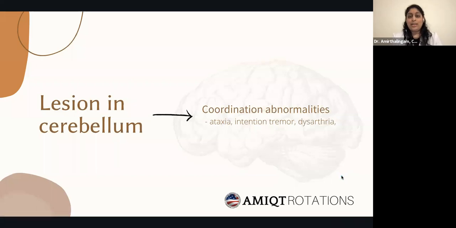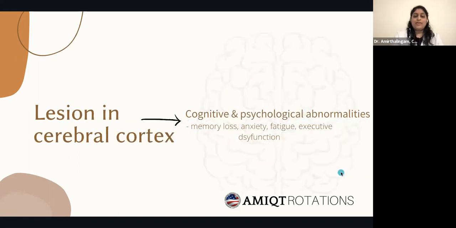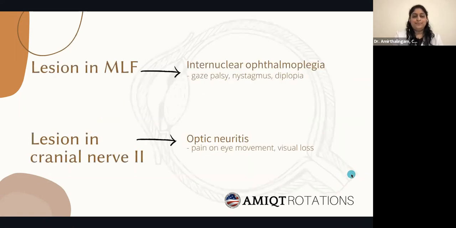So with a lesion in the cerebellum, patients may present with a more robust finding, such as coordination abnormalities, and this can be confused with other neurological conditions, so ataxia, intention tremor, and dysarthria. For lesions in the cerebral cortex, cognitive and psychological abnormalities are possible, and this can be misinterpreted for psychological conditions. So memory loss, anxiety, fatigue, and emotional instability may be possible as well.